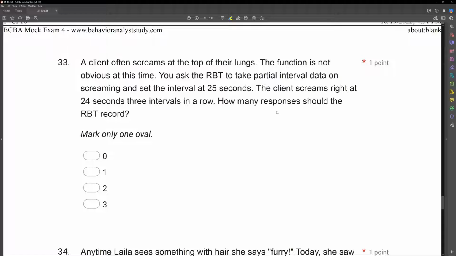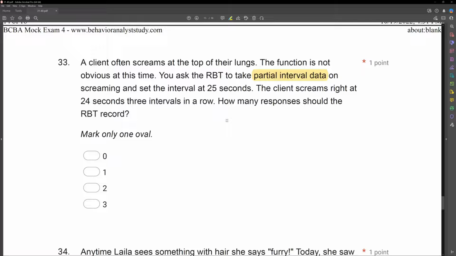All right, what is the question asking? The question is asking about responses and how many the RBT should record. That seems redundant, but you have to first identify what the question is asking, okay? It slows you down. It makes you focus. Remember, we're focusing on the question, not necessarily the answer choices yet. So if we're looking at responses, we're looking at what type of measurement? Discontinuous measurement and a partial interval data collection system.